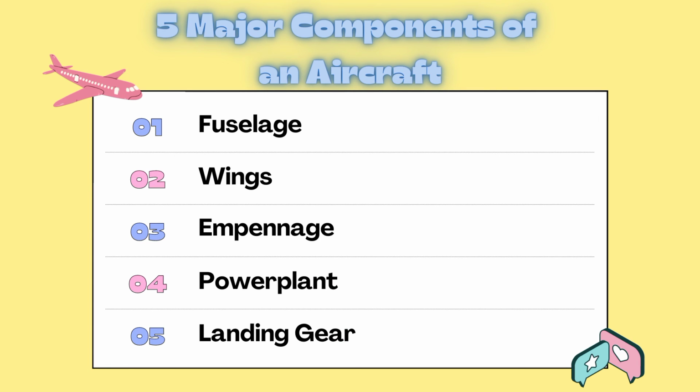All of these components are necessary for the proper functioning of an aircraft. The loss of one of these could have devastating effects for an aircraft.